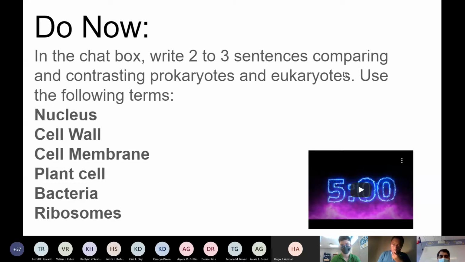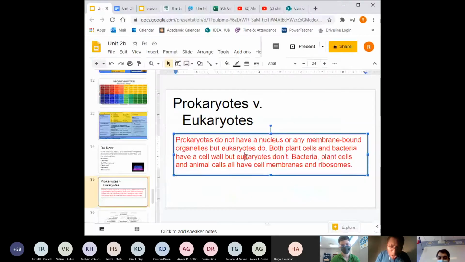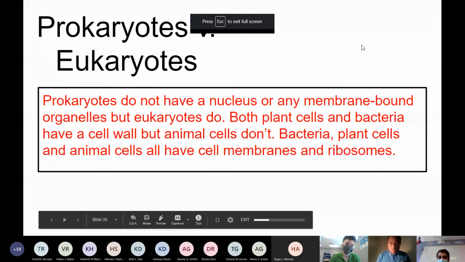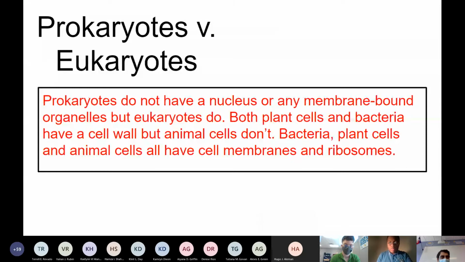Thank you for those of you who submitted responses. I know that the chat's being super laggy today, so I understand. So let's go ahead and move on to what I did. So here's what I wrote. Prokaryotes do not have a nucleus or any membrane-bound organelles, but eukaryotes do. Both plant cells and bacteria have a cell wall, but eukaryotes don't. Oop, I missed that. That's a mistake. I should have put, but animal cells don't. I'm going to fix that right now. Because remember that plant cells and animal cells are eukaryotes. That's what I meant to say. Bacteria, plant cells, and animal cells all have cell membranes and ribosomes. So yeah, some of y'all were better than my response. So thank you for that.